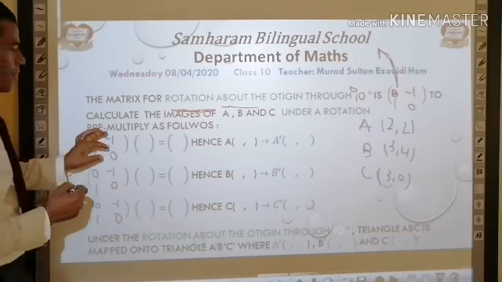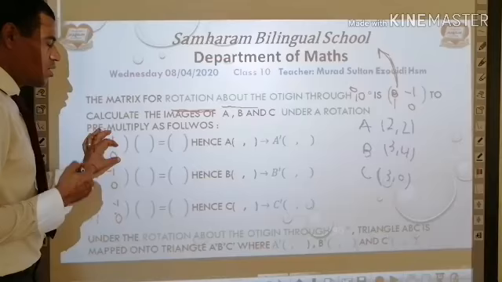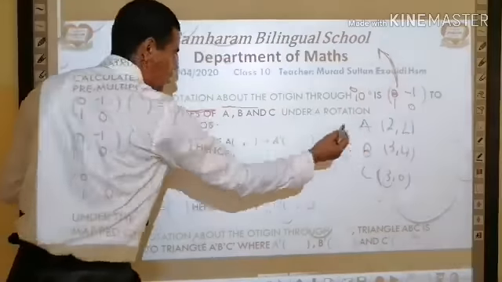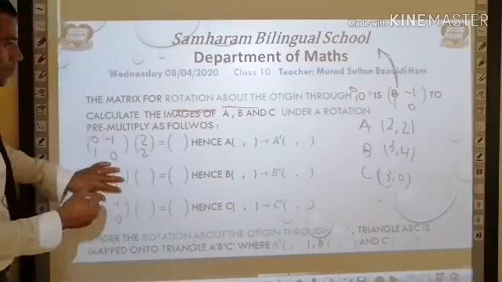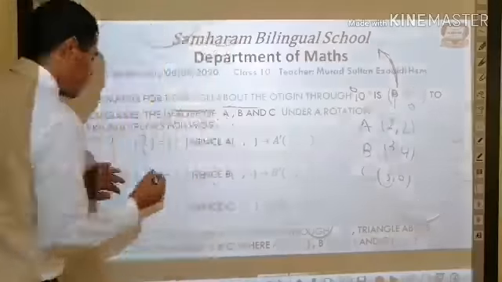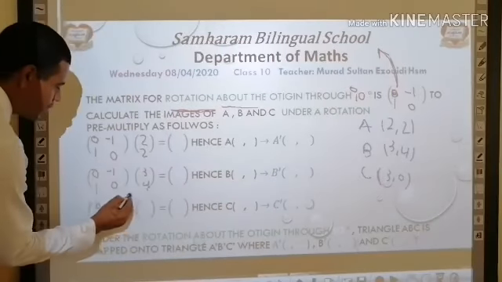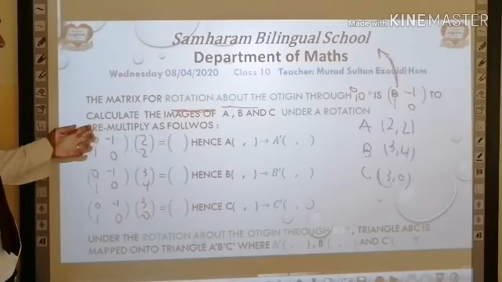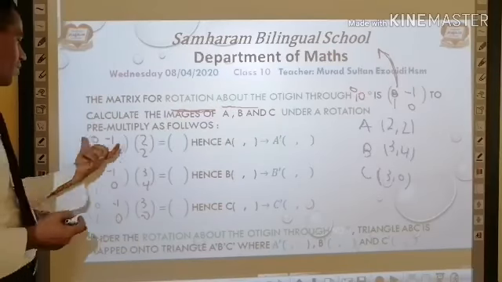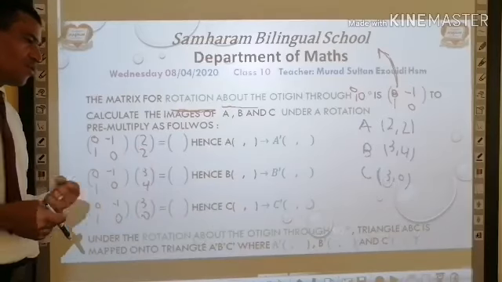I multiply this matrix for rotation about the origin through 90 degrees counterclockwise by the coordinates of A first, 2, 2. Then the same, I multiply by the coordinates of B, which is 3, 4, and the last one, 3, 0. Now I will find the product of these two matrices, 2 by 2 and 2 by 1.